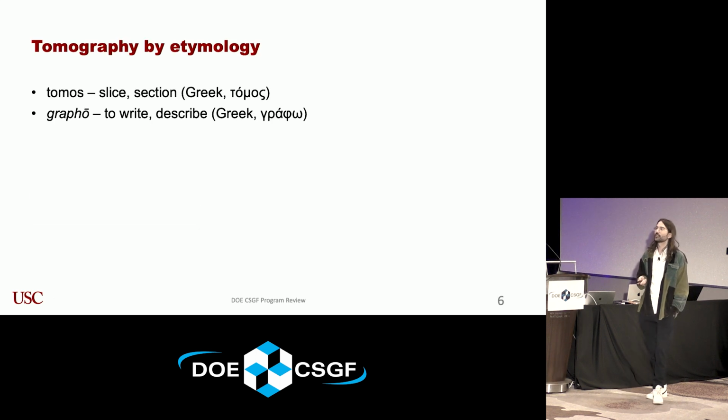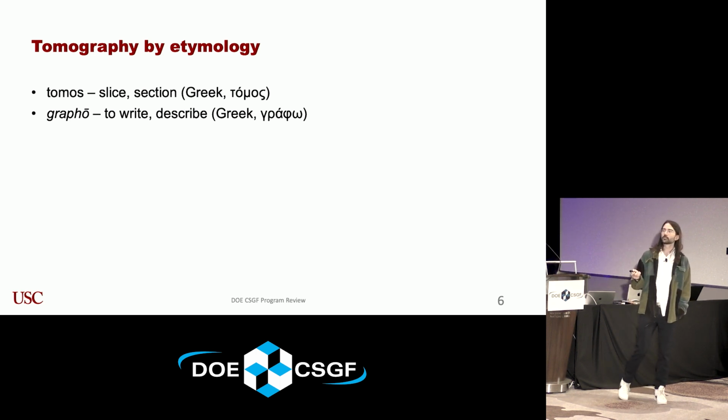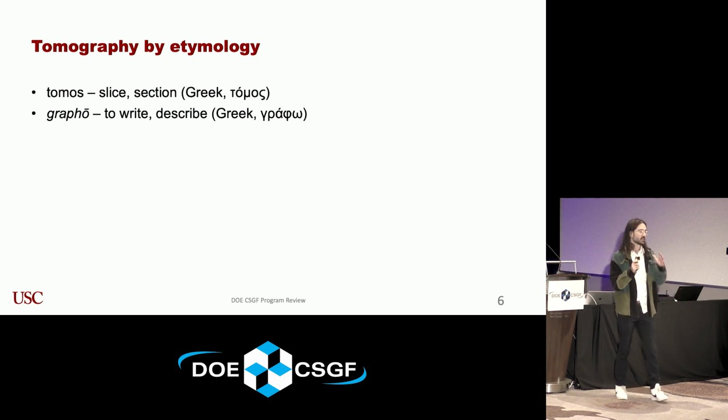So first of all, let's begin with some etymology. When I see a new word, I like to know the etymology, but usually I don't, so I have to look it up. It turns out for tomography, tomos and grapho make up the word, which mean a slice or section, and to write or describe, which pretty accurately describes what tomography means scientifically, which is to describe an object by a series of cross-sections.